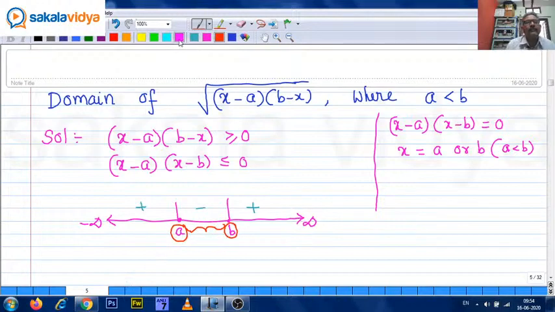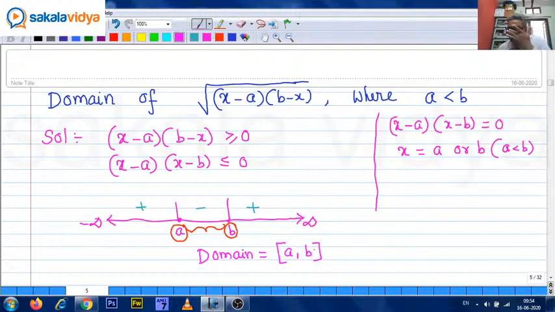Therefore, domain equals to closed a comma b, because a less than b. Suppose a greater than b, what will be the answer? B comma a. You need to write. Suppose a greater than b, the same answer becomes what? B greater than a. That need to be written.